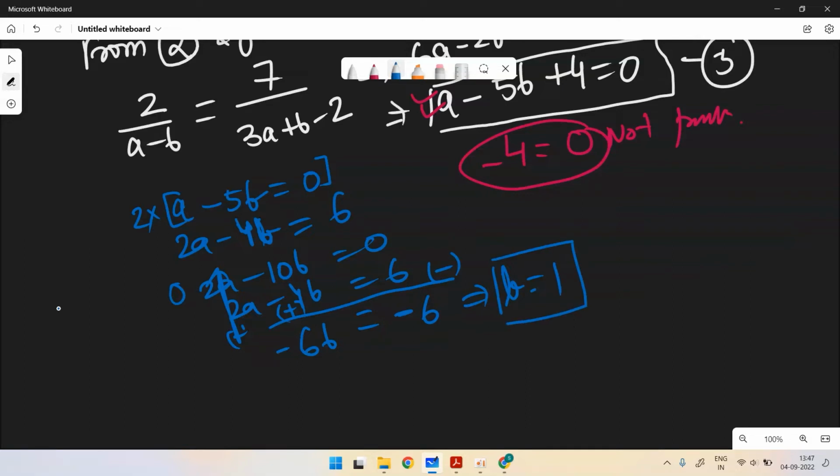Now if you put b equal to 1 here, you get a equal to 5b, and so a equal to 5. So a equal to 5 and b equal to 1.